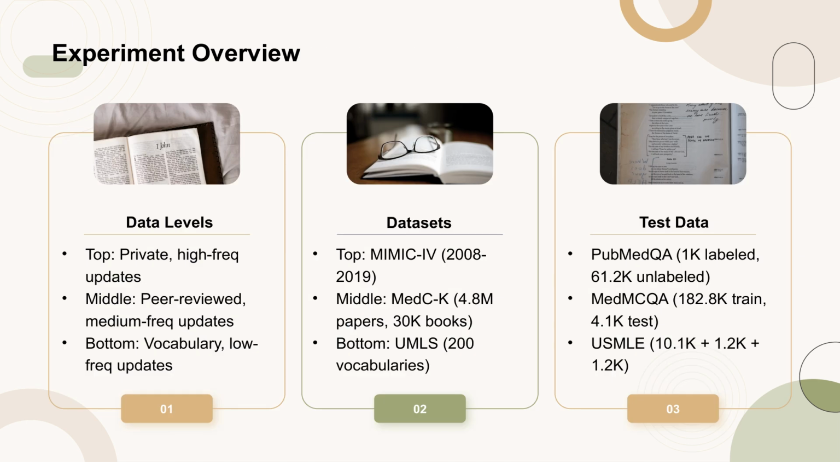In this experiment, the data is structured into three distinct levels. The top level includes private user information, which is updated frequently. The middle level consists of peer-reviewed medical literature, updated annually. The bottom level contains authoritative medical vocabularies, updated every 5 years or more. For the top level, the MIMIC4 dataset is used, covering patient admissions from 2008 to 2019. The middle level employs the MedCK corpus, which includes 4.8 million biomedical papers and 30,000 textbooks. The bottom level utilizes the UMLS dataset, which unifies over 200 medical vocabularies. The test data includes PubMedQA, MedMCQA, and USMLE datasets, each serving different purposes in evaluating the models.